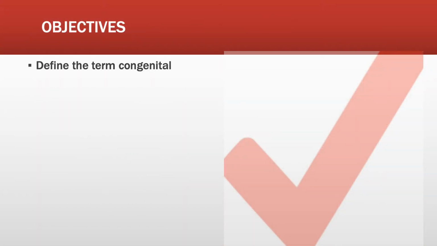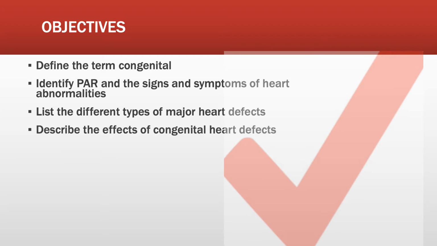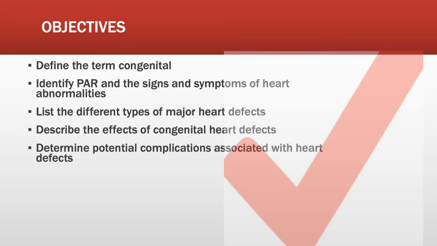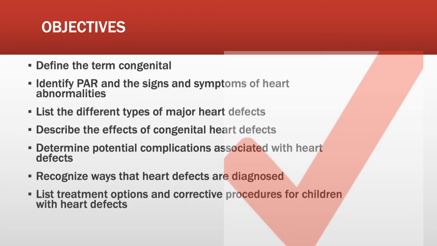Learning objectives. Define the term congenital. Identify the population at risk and the signs and symptoms of heart abnormalities. List different types of major heart defects. Describe the effects of congenital heart defects. Determine potential complications associated with heart defects. Recognize ways that heart defects are diagnosed. List treatment options and corrective procedures for children with heart defects.